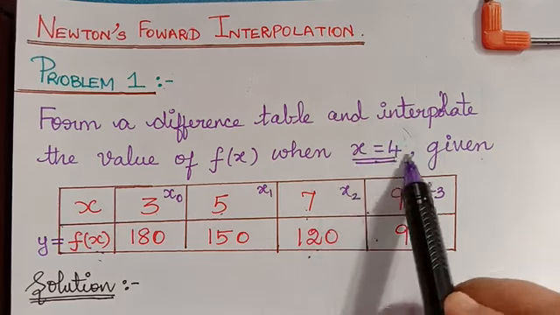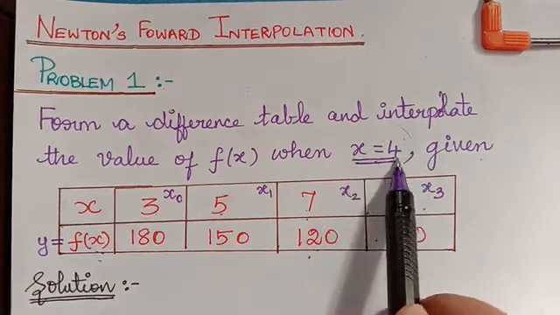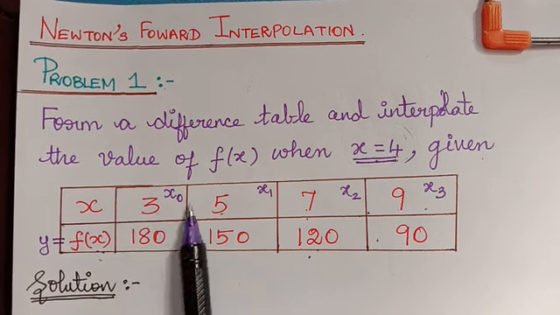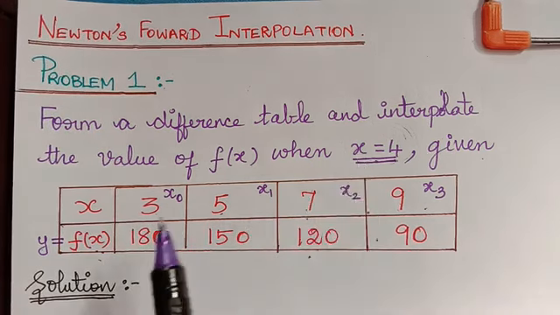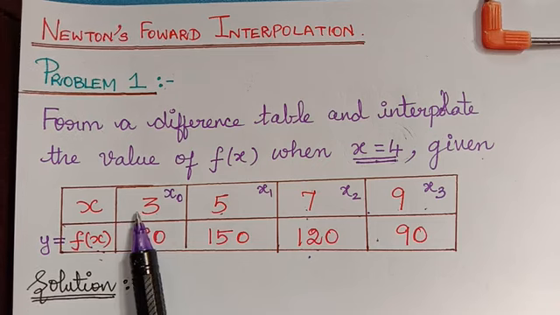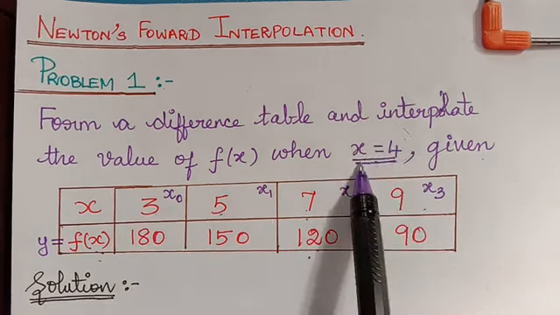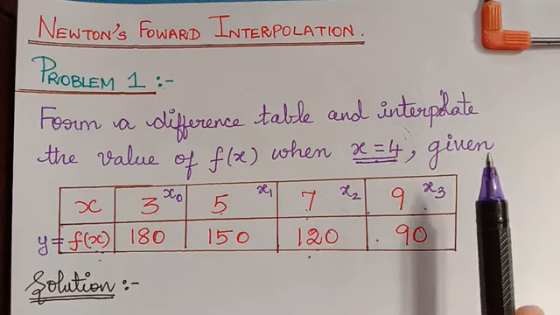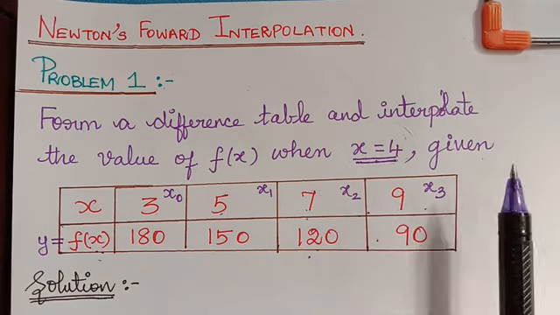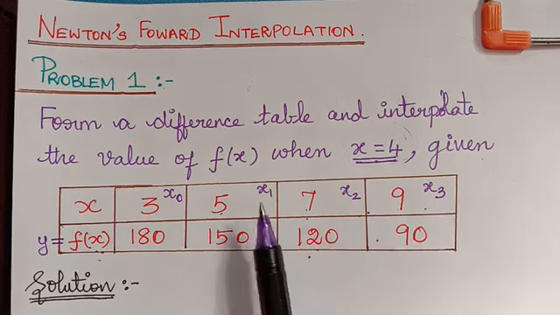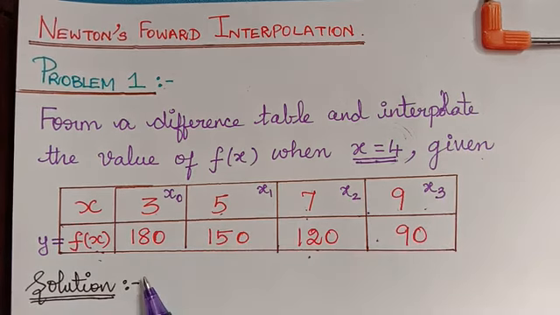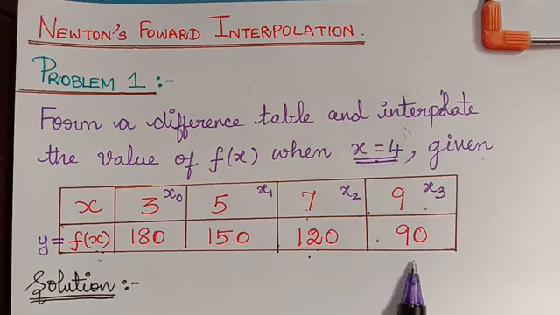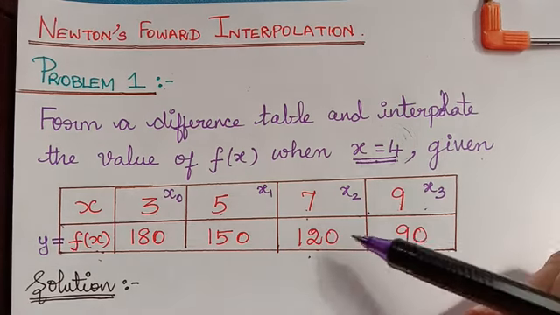So the value to be interpolated here is x equal to 4. If the value to be interpolated lies in the forward of the table, that is, in the beginning of the table, then we have to use Newton's forward interpolation formula. And if it lies at the backward of the table, that is, towards the end of the table, then we use Newton's backward interpolation formula. If it lies in the middle of the table, you can use either one. Now let us check what formula we have to use here.